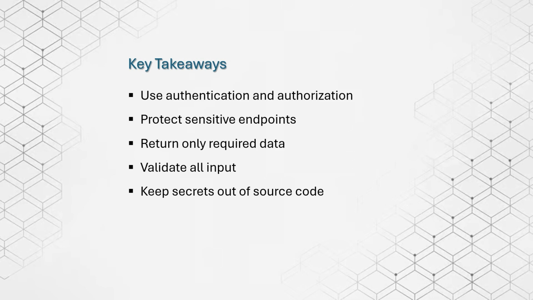API security is not one feature that you add at the end of a project. It is a set of habits: protect sensitive endpoints, validate input, expose only necessary data, and manage secrets safely. Small security decisions made early can prevent serious problems later.